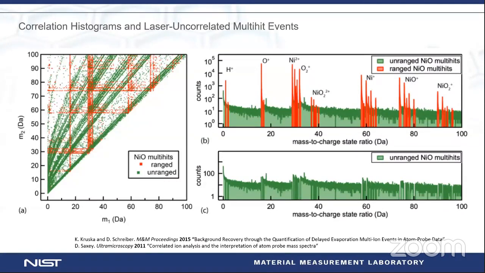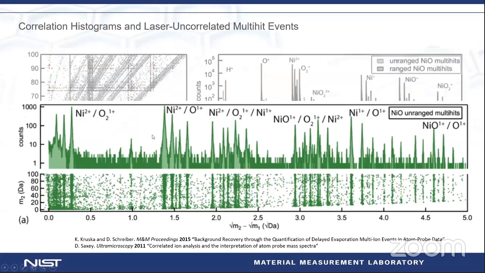One way of extracting more information is to look at these correlation histograms. Here's some work from Karen Kruska and Dan Schreiber, where they noted that the red dots in this correlation histogram are the ions that are typically counted and ranged. The green dots are the ones that are typically just background. However, there's quite a bit of structure here, and where there's structure, there's information. With some help from David Saxey's work, they noted that you can replot these in a histogram across delta time of flight space. You get these nice sharp peaks, and you can recover the majority of this background. You can assign them, and you can see how that might bias a composition measurement.